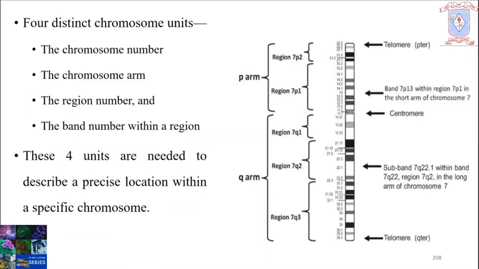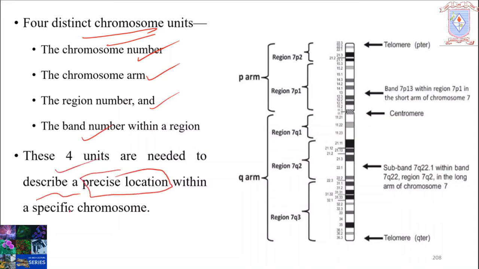Basically, representing a specific locus of a gene on a chromosome based on an ideogram includes 4 distinct chromosome units: the chromosome number, chromosome arm, and the region number and band number within a region. These 4 units are needed to describe a precise location within a specific chromosome. We will discuss the details in coming slides.